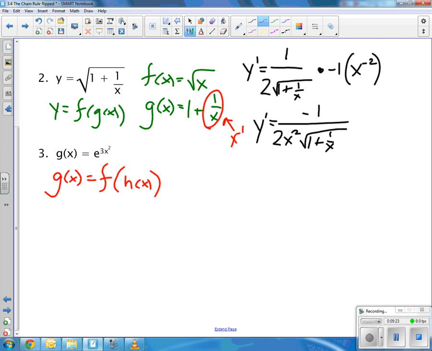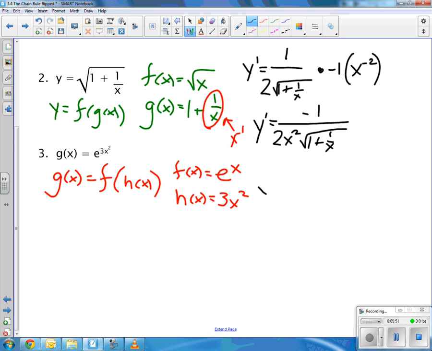So my f of x function, for this one, the outer function, that's going to be e to the x. My inner function, I'll call h of x this time, is 3x squared. So that power, if e to the x has any power other than x, it's a composition. I have to use the chain rule. So I'm going to go back here and start my derivative.